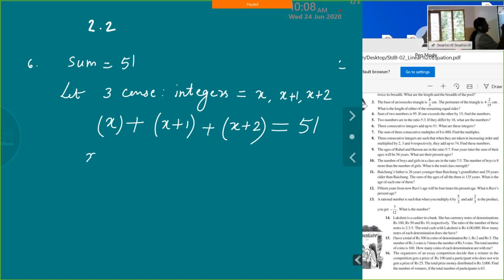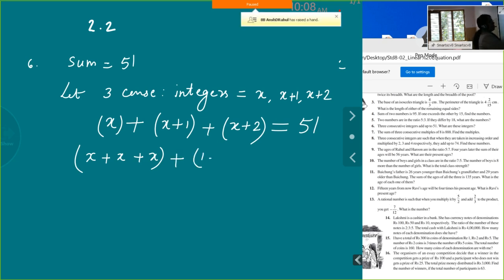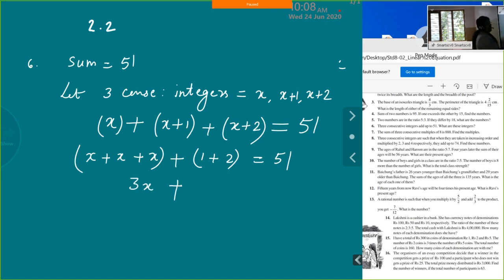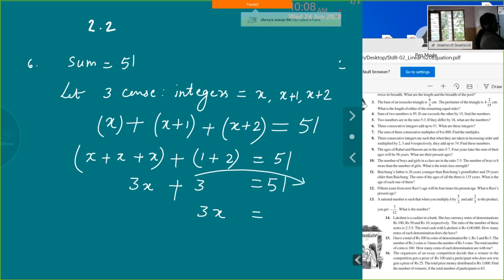Now collect all the like terms, x plus x plus x. These are the like terms you have in this expression, plus the constant terms are the other set of like terms. This is equal to 51. Now x is added 3 times, so we get 3x plus 3 is equal to 51. So we can write 3x is equal to, bring the plus 3 to the other side, it becomes 48 because 51 minus 3 is 48. So x is equal to 48 by 3, that is 16.